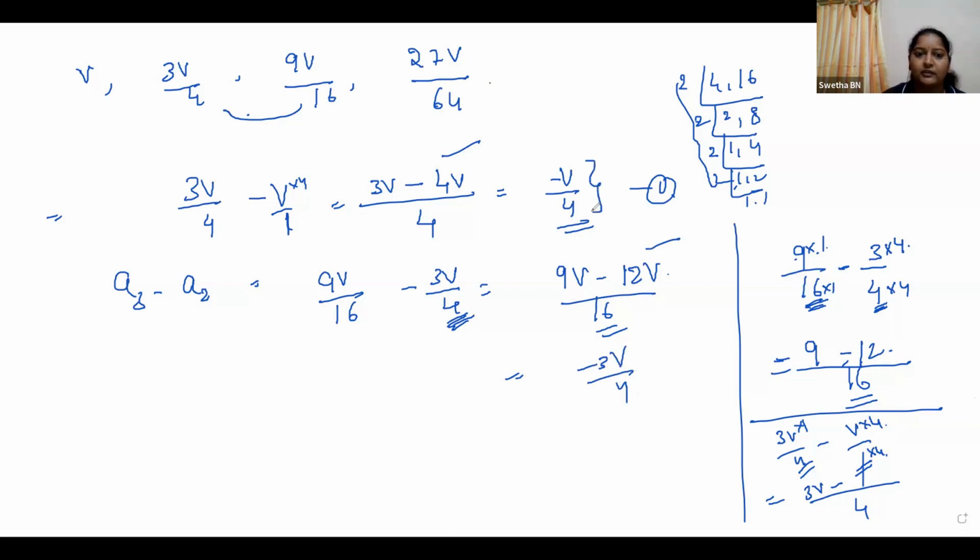See, here we got the difference minus v by 4. Here we are getting minus 3v by 4. So the difference is not the same. It is not constant. So we can say they are not in arithmetic progression.